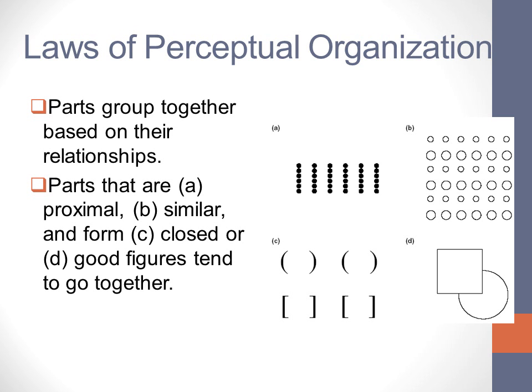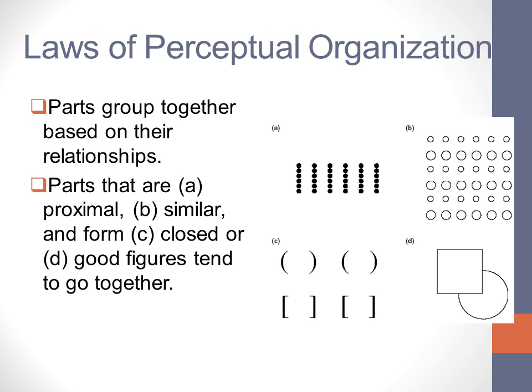Here are some examples of some of the laws of perceptual organization that the Gestaltists discovered. So parts group together based on their relationships. When you look at the dots in part A of the figure, it looks like a series of columns of dots rather than rows, just because of proximity. In the next case, it looks like we've got rows of similar objects, and that's because the perception of rows is because the similarity goes in a horizontal direction.